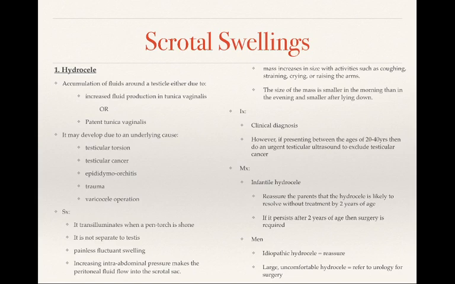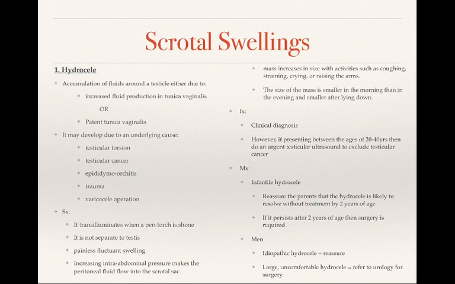Well, firstly, in no specific order, it may be a hydrocele. So what is a hydrocele? Hydrocele is an accumulation of fluids around a testicle, either due to an increased fluid production in tunica vaginalis or due to a patent tunica vaginalis. It may develop due to an underlying cause, so due to testicular torsion, testicular cancer, epididymo-orchitis, trauma, or after a varicocele operation. We'll go through the majority of this in the following slides.